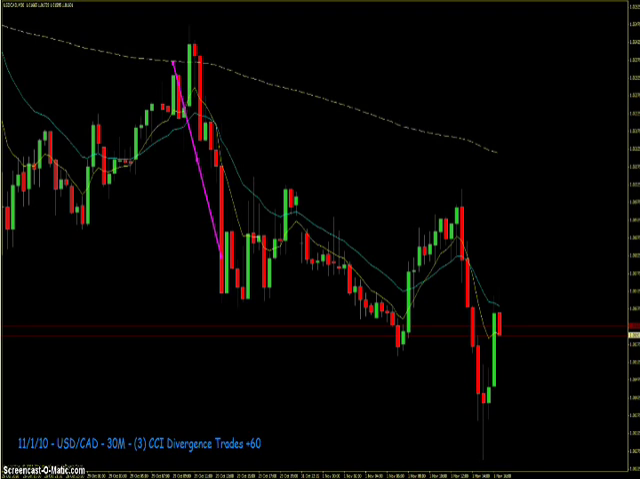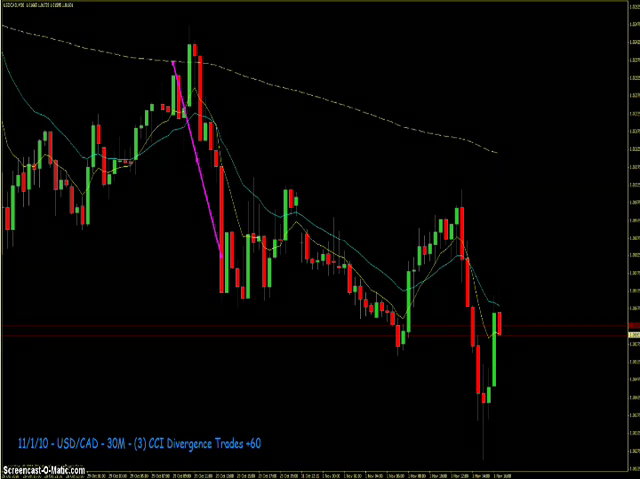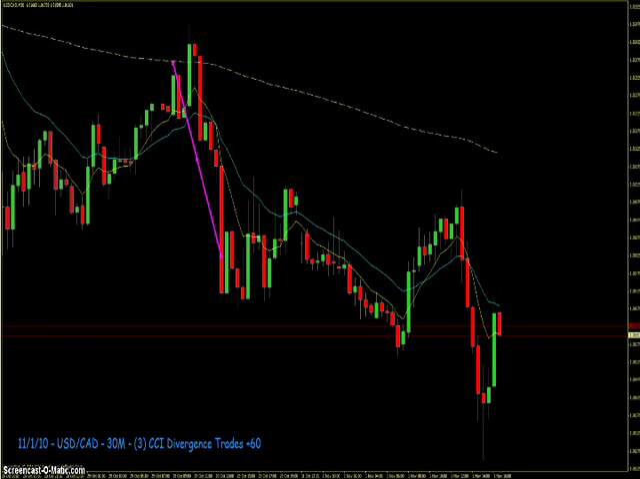What we're looking at today is some divergence trade on the dollar CAD pair. The screen you're looking at is the 30-minute chart, and I'm going to show you exactly what setups happened where I decided to take my trades and when I wanted to get out and why they worked out so well. So let's get into it.